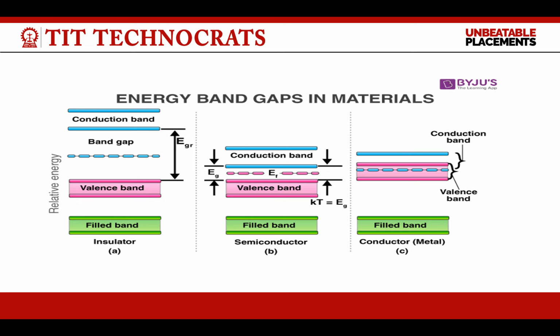Energy band gap in material. The first one is insulator, where the band gap is very large. In a semiconductor, the band gap is smaller than that of an insulator, and in a conductor the band gap is very minimum.